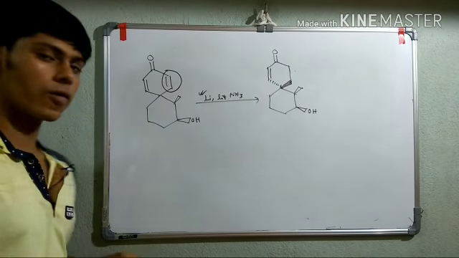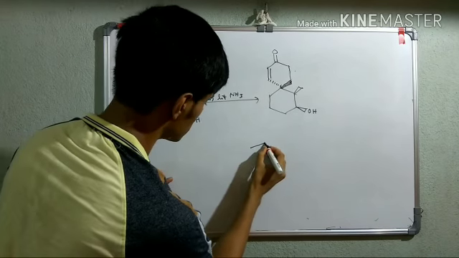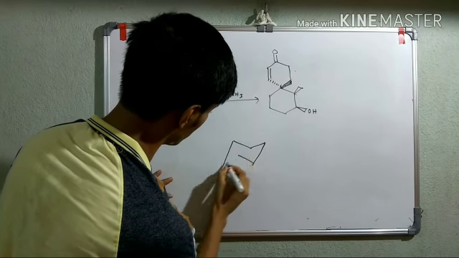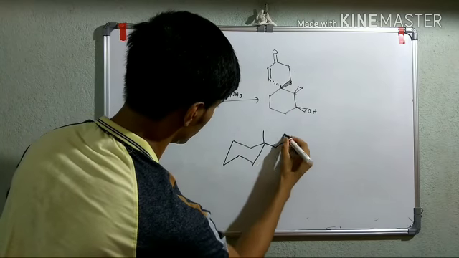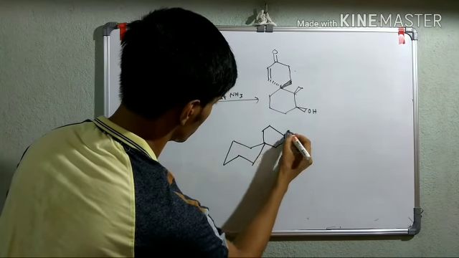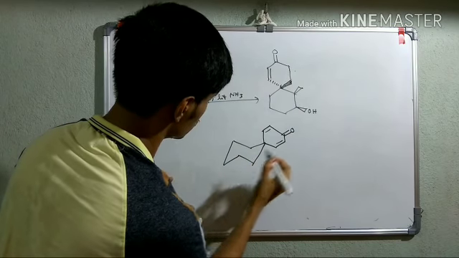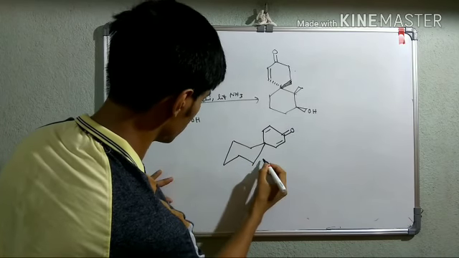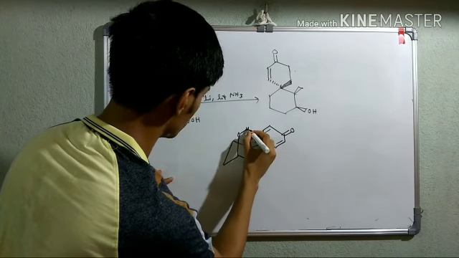For that you have to first draw the exact chair form of the molecule. So you can see this is the chair form of the molecule. Here you have another ring. Now you can see these are the two double bonds, and here you can see this is your methyl group and this is your OH group.